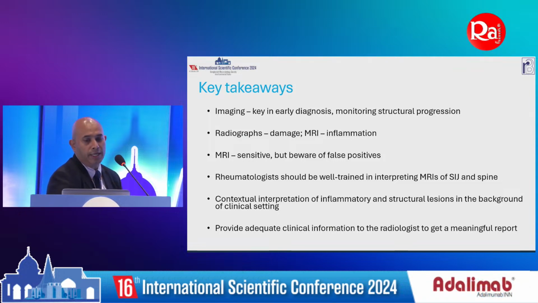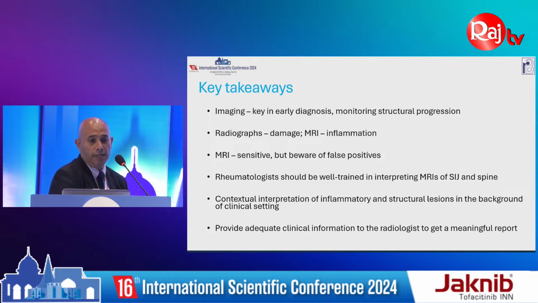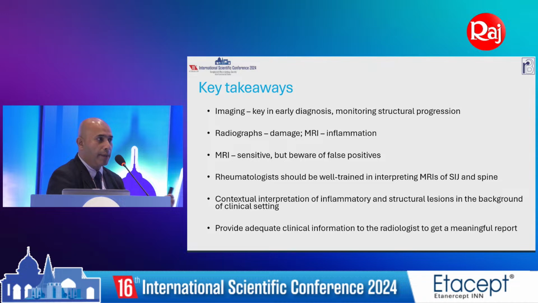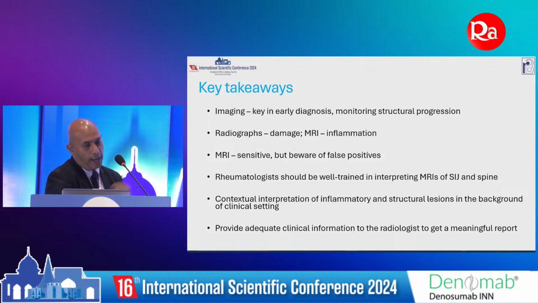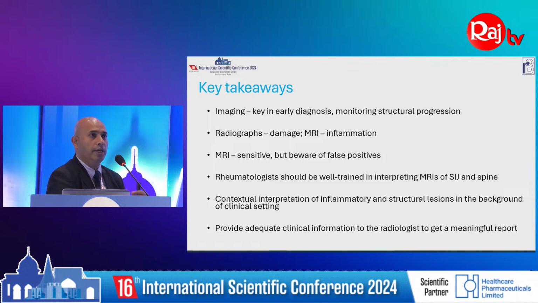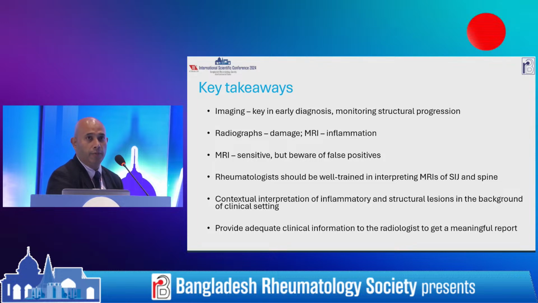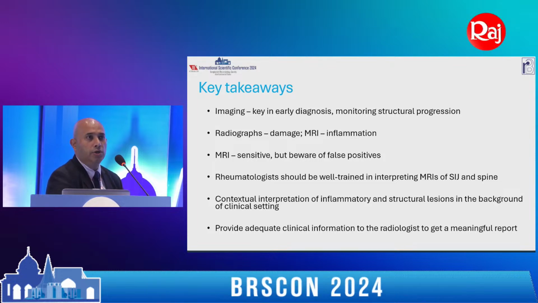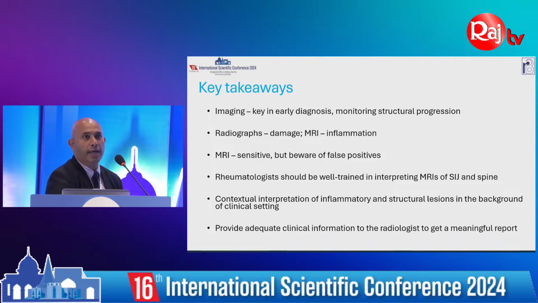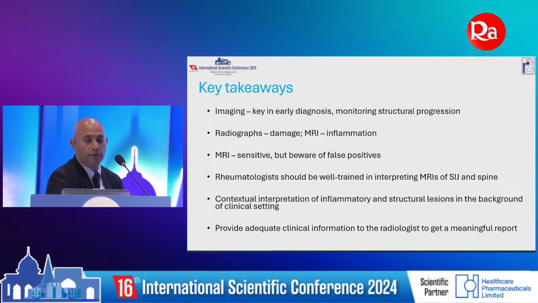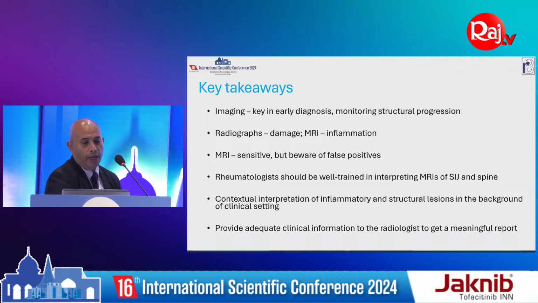So key takeaways: imaging is key in early diagnosis and monitoring structural lesions. Radiographs mostly show damage. With MRI, you can see inflammation and damage. That is more important because we need to treat these patients, and we know that inflammation leads to damage. MRI is quite sensitive, but beware of false positives. Rheumatologists should be well trained in interpreting MRI of the SI joint and spine. And always remember, it has to be a contextual interpretation of inflammatory and structural lesions together, otherwise you can overcall things. And always provide adequate clinical information to the radiologist to get a meaningful report back.